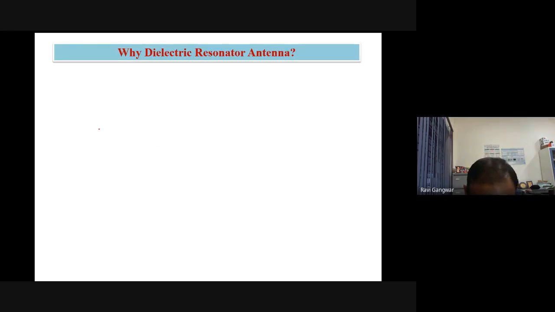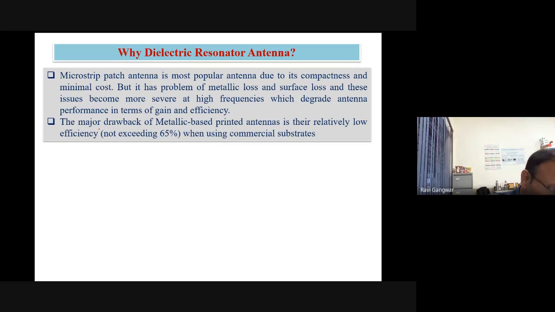Now I will focus on dielectric resonator antennas. Why have I chosen the DRA as an element for the MIMO antenna system? The first thing is, why the DRA? If you see, the microstrip patch antenna, that is the microstrip technology, is the most popular technology due to its compactness and cost effectiveness. That is the reason this antenna is almost non-replaceable in today's world. But there are some problems, and due to that, this antenna faces very tough competition from other antennas.